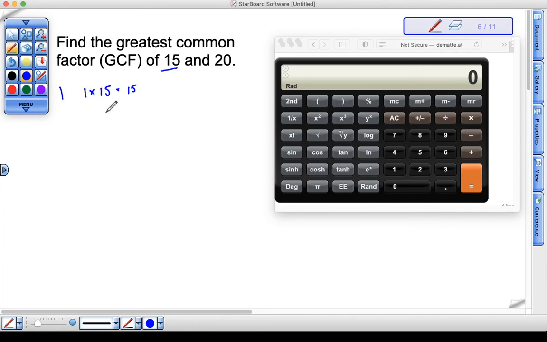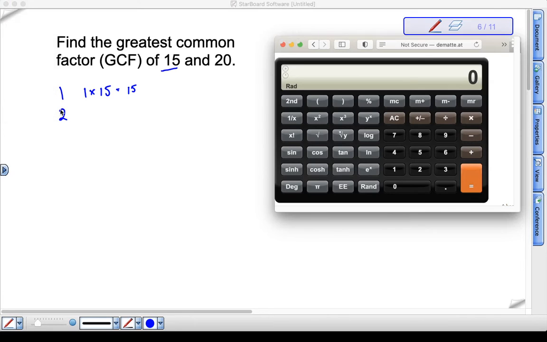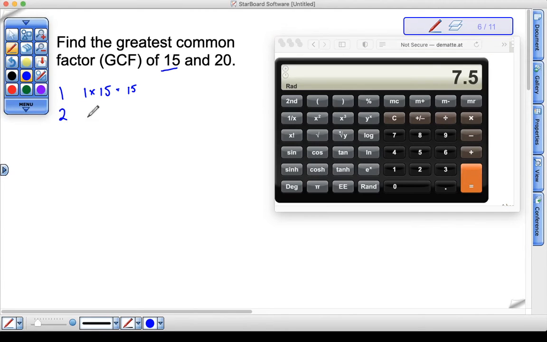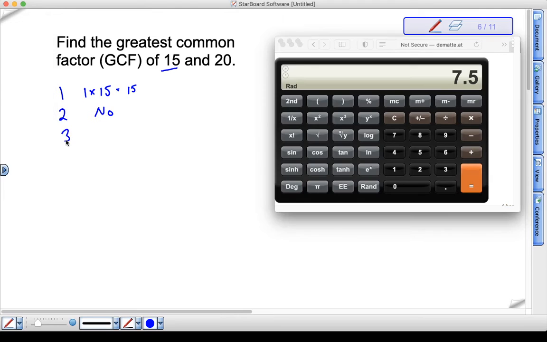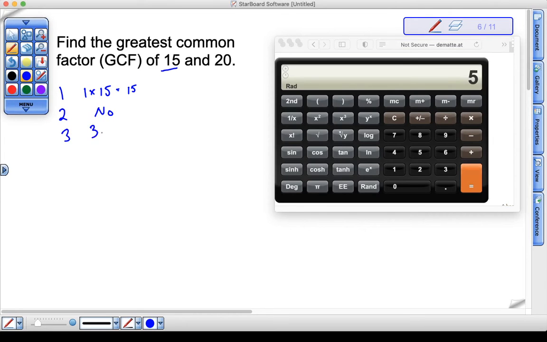The next number I'm going to try here is a 2. And if we're not sure, we've got the calculator here. We're going to type in 15, divide that by 2, and I get a decimal. So that tells me no, that is not a factor. I then can try a 3. If I put into the calculator 15, divide that by 3, I have a factor. So that's going to be 3 times 5 is 15.